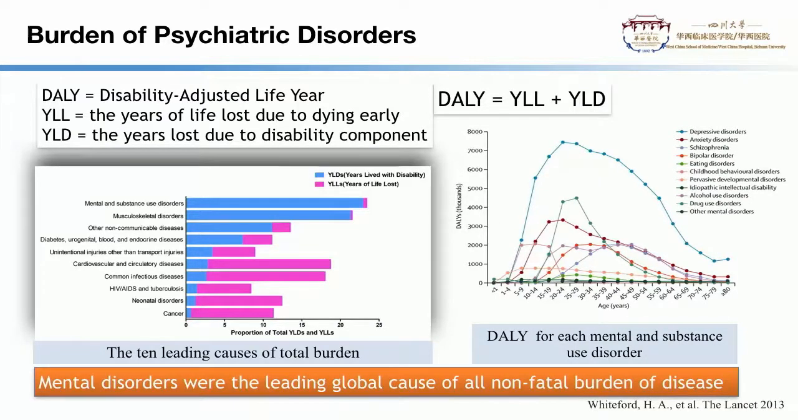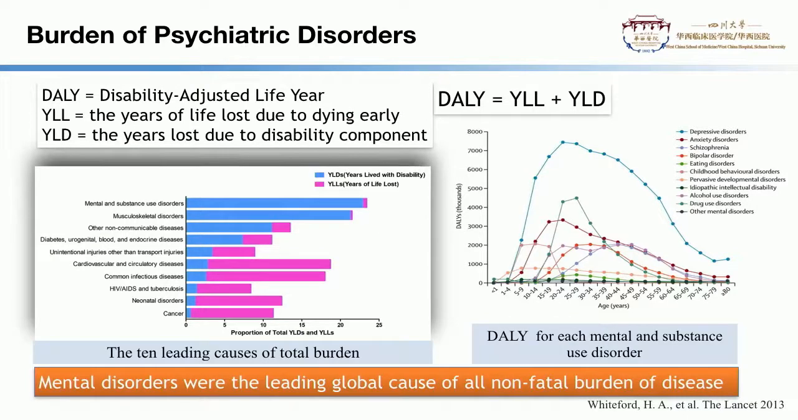We use a word, DALY, which is disability adjusted life year, to measure the burden of certain diseases. DALY is composed of YLL and YLD. For YLD, which means the years lost due to disability component, we can see it's mainly the mental and substance use disorders. So they were the leading global cause of all non-fatal burden of diseases. On the right of the figure, we can see the most common psychiatric disorders in the lifespan, and the burden they cause.